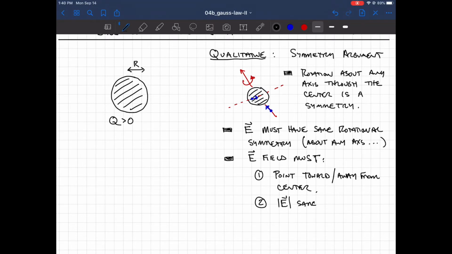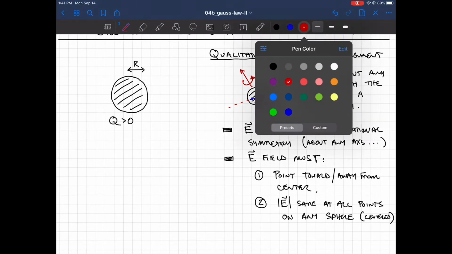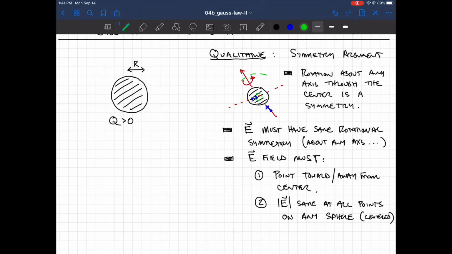And then the second statement is also the same as what we found previously, which is that the magnitude of E is the same at all points on any sphere centered on the point. So I can draw any sphere around this object, inside of the object or outside of the object, and on either of those spheres, the electric field at every point will have exactly the same magnitude. So again, our qualitative argument has given us everything that we need to know about what the electric field looks like. Now we're left with Gauss's law to determine the magnitude of the electric field.